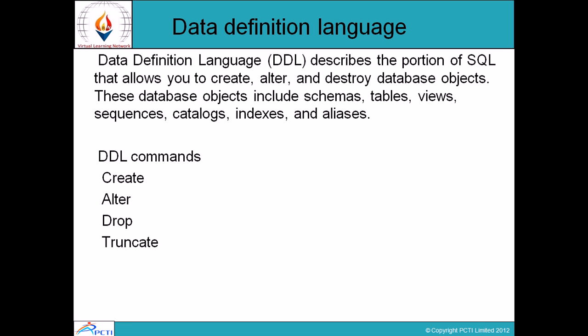Next is the term data definition language, that is, in short, DDL. Data definition language basically contains the overall structure of the table. Whenever we are going to do some editing in the column, we work on the structure of the table, then we use DDL. DDL describes the portion of SQL that allows you to create, alter and destroy database objects. These database objects include schema, table, views, sequence, catalog, index and aliases.